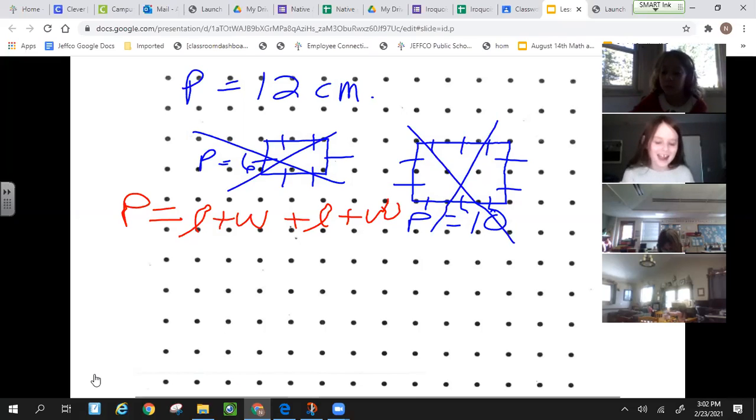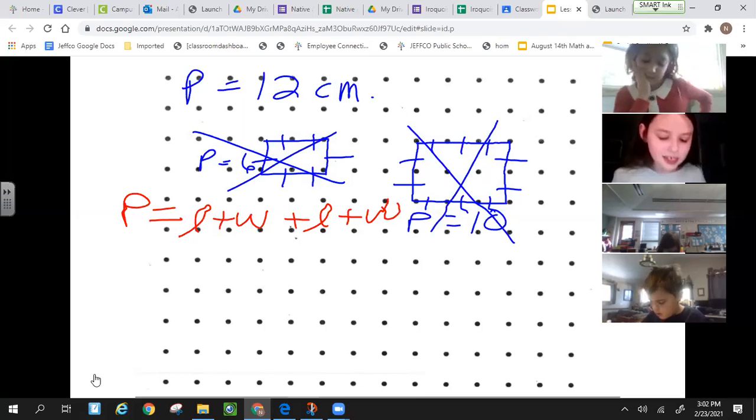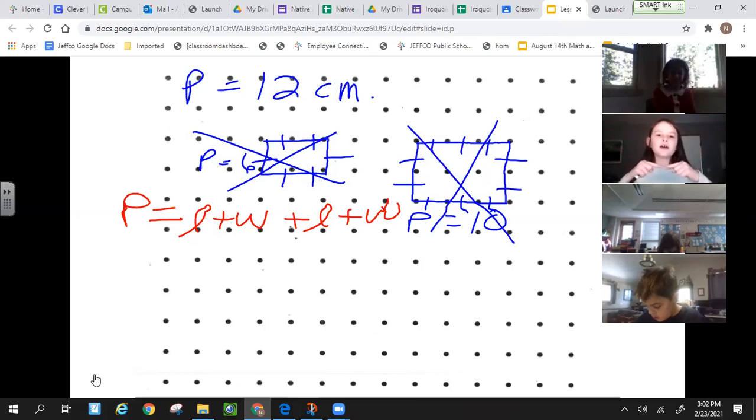Yes. Okay, so I got one. I got one that was 12 units. 12, oh, centimeters, I guess. Yep, 12 centimeters. So what I did is for the top, I made it go 5 dots, and then for the bottom, I made it go 2 dots, and then wait, no, I made it go to 1 dot.